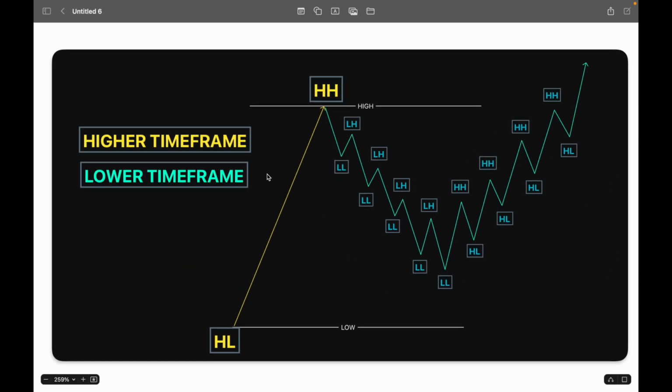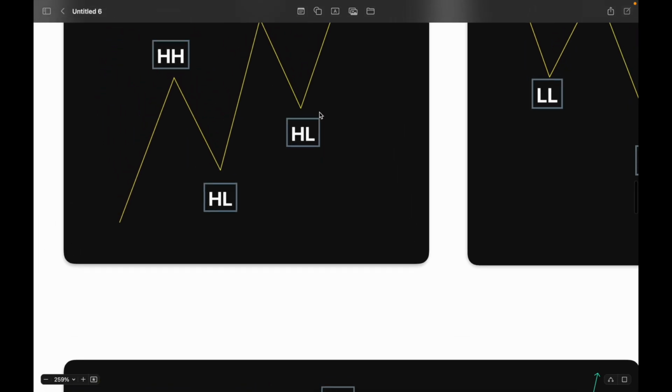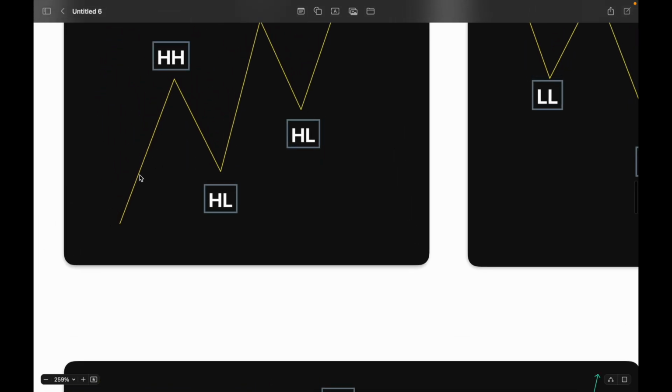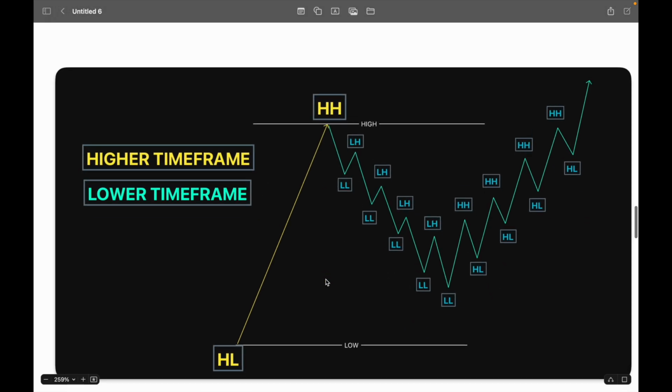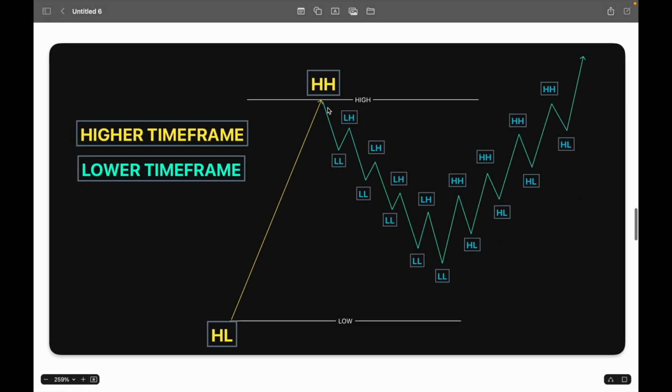Alright, so when you look at here, you will see the higher time frame I made in yellow, the lower time frame in blue. Now, as you can see here, this yellow line represents a higher time frame. This is basically one of those legs right over here. And then the lower time frame inside of this big push. On a lower time frame, there's going to be the same market structure, but just on a lower time frame, creating lower highs, lower lows, lower highs, lower lows, and so forth.